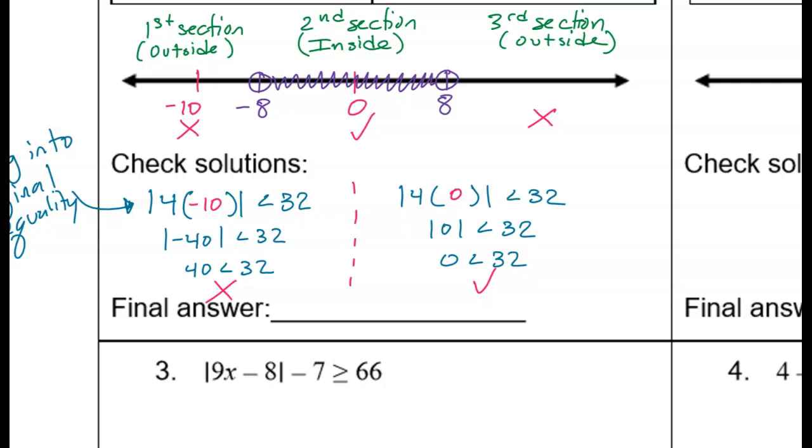So my final answer is an inequality. My solution set, I have shaded between -8 and 8. So I write those down, -8 and 8. My solutions, my x's, are between those 2 values. So I just write an x between -8 and 8, write the less than symbol, and I'm done. That's my solution.